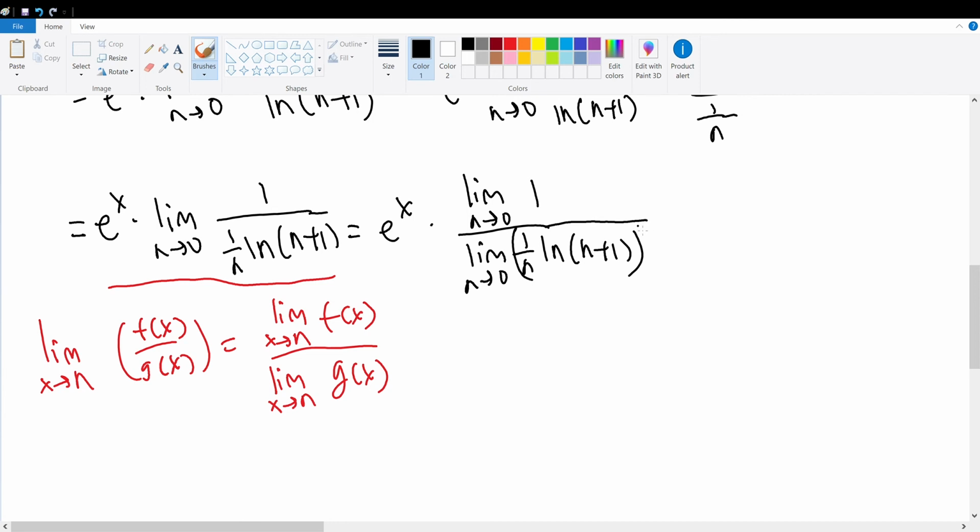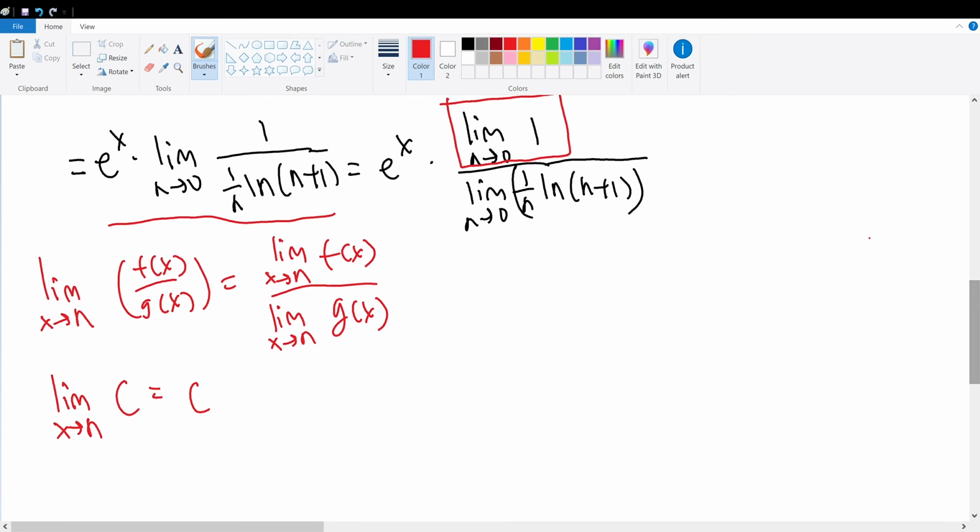And with this, we can first simplify the numerator, because we know from another limit property that the limit as x approaches any number n of a constant represented by c is equal to that constant. Therefore, our numerator, as our variable n approaches 0 of 1, will be nothing more but 1. But what about our denominator? What can we apply a limit property for to evaluate our denominator?